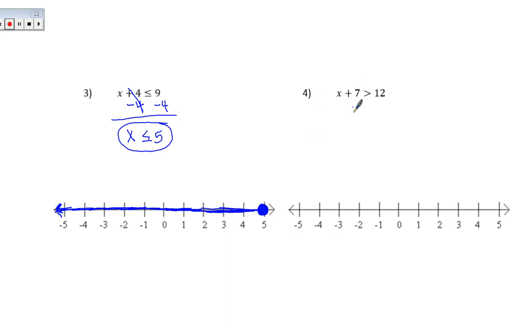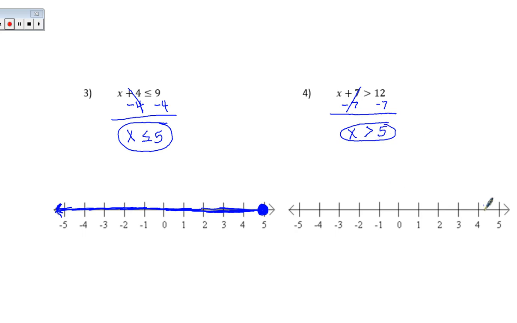And then over at number 4, we have x plus 7 is greater than 12. So again, get your x by itself. Right now we're adding 7 to x, so the opposite of that would be subtracting 7. And we're going to do that on both sides. 7 minus 7 is 0, that just gets to go away, and we are left with x. 12 minus 7 gets us 5. So x is greater than 5 becomes our inequality solution for this.